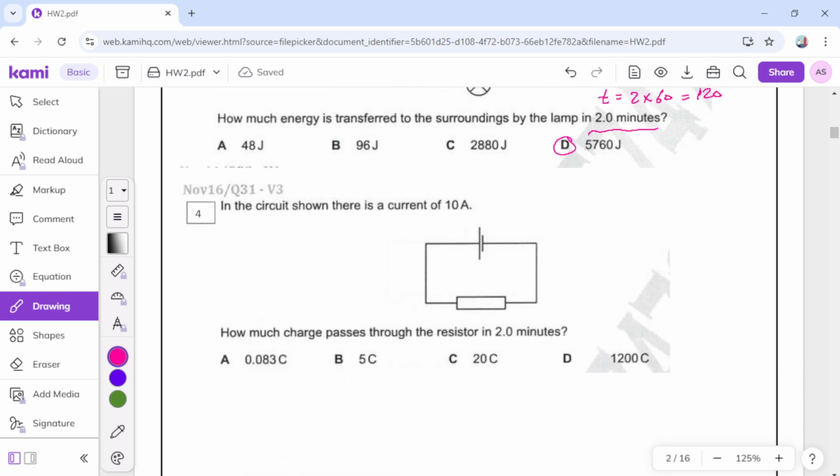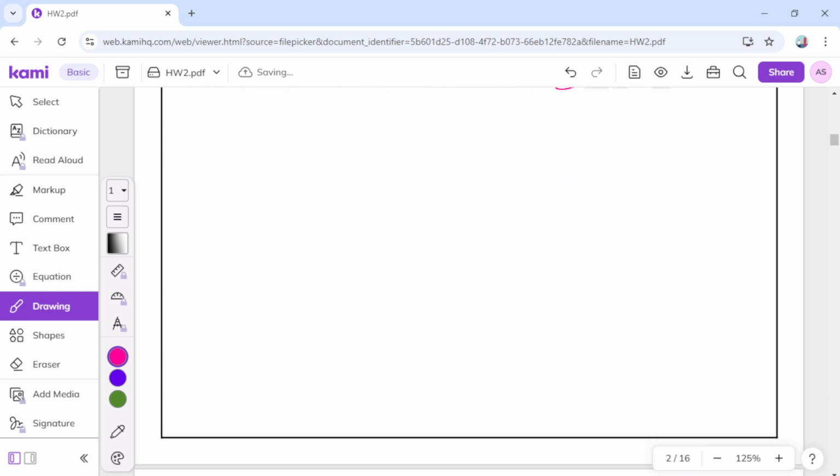In the circuit shown there is a current of 10 amps. How much charge passed through the resistor in 2 minutes? Again 2 minutes, it means you have to convert to second, multiply 60 equals 120. Now what is a charge? Charge equals I multiply T. It will be I 10 multiply 120 equals 1200.